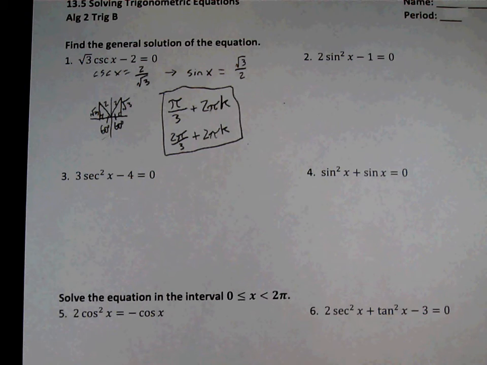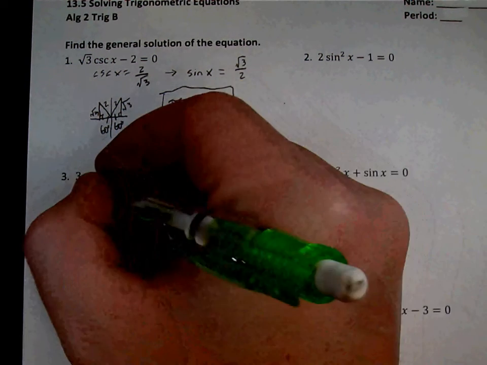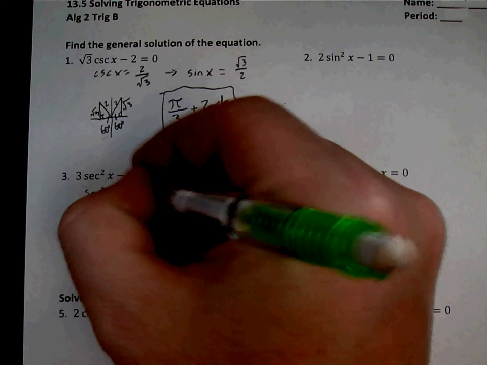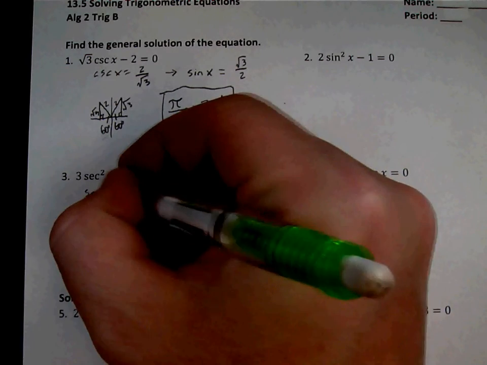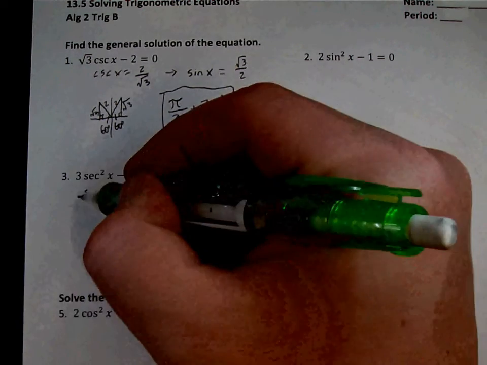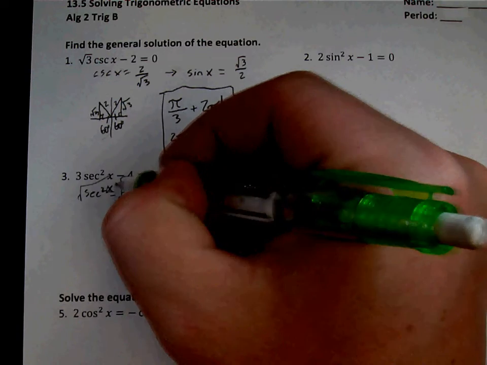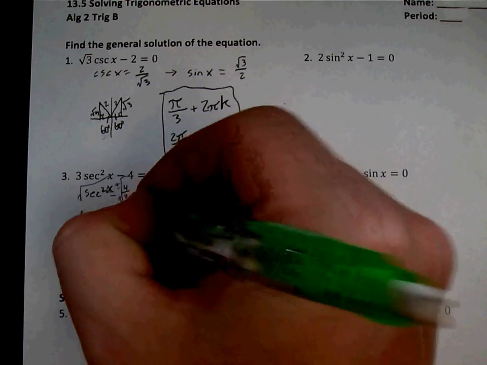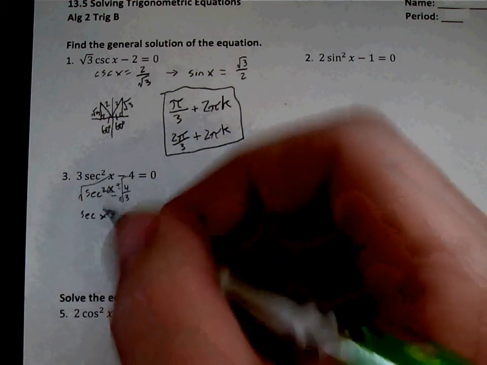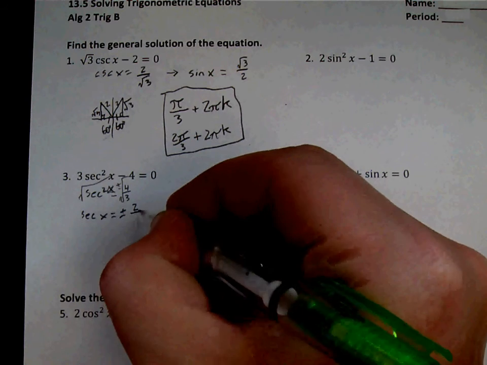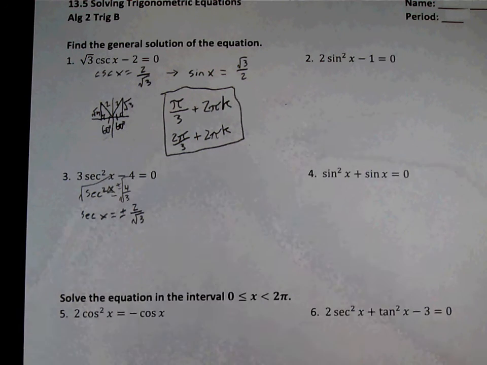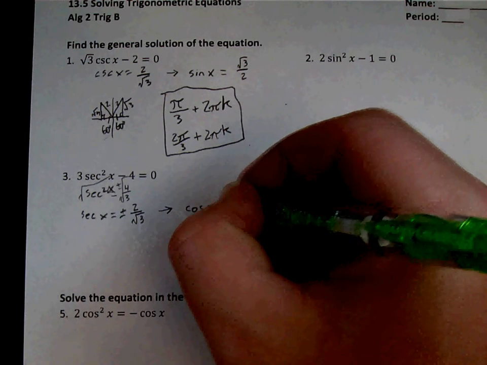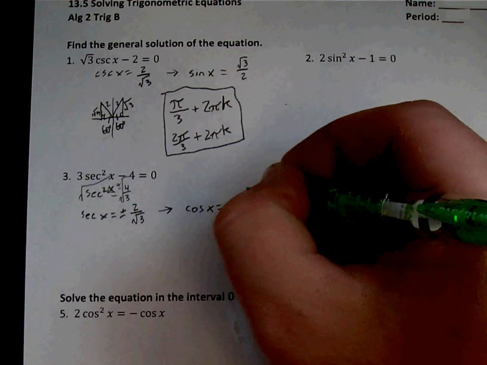Number 3, I'm going to add my 4, divide by 3. Secant squared of x there. I'm going to square root it. And anytime we square root, we have to do plus minus. So plus minus, when you have square root of 4/3, square root the top and bottom separately. So square root of 4 is 2. Square root of 3 doesn't simplify, so it's simply square root of 3. Now since it's secant, I'm going to flip it to make it a cosine. So positive and then negative square root of 3 over 2.